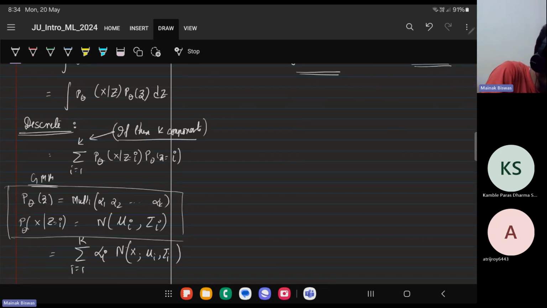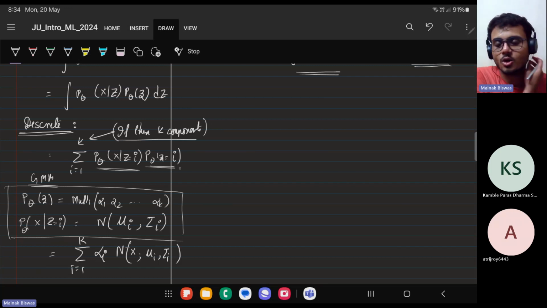You can assume others. In your assignment, you will do a mixture of exponentials. But the basic idea still remains the same. You have to just assume these two distributions accordingly. Gaussians are the best choices, therefore people use GMMs. Clear?